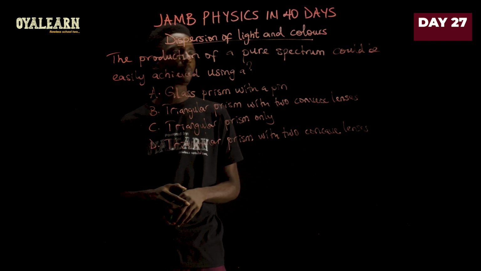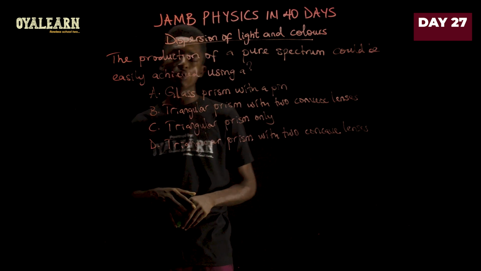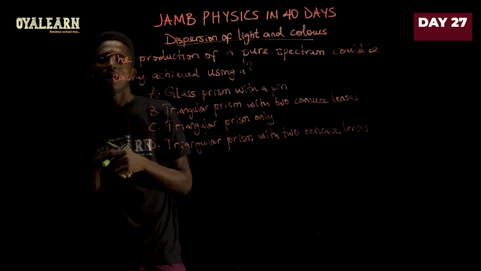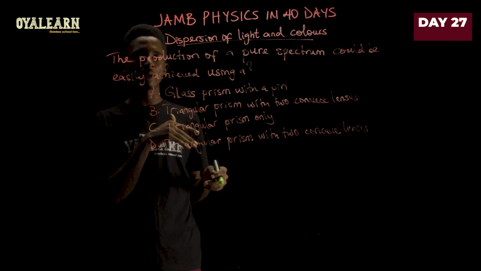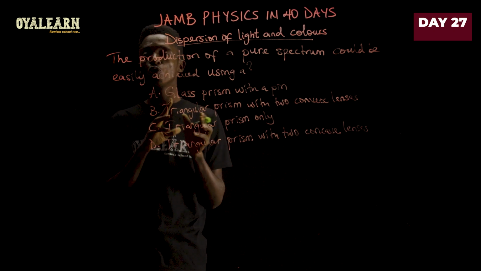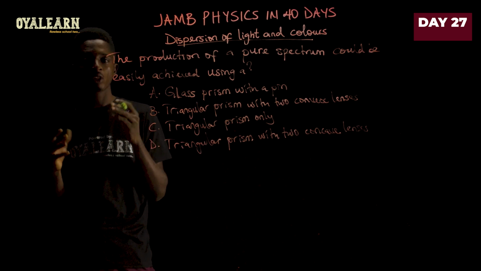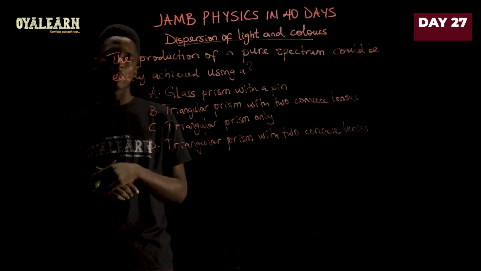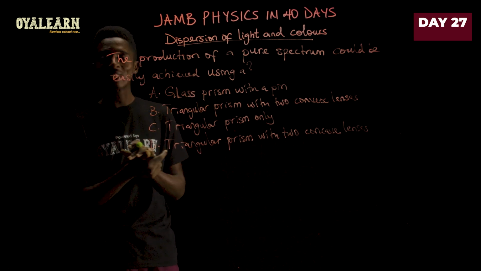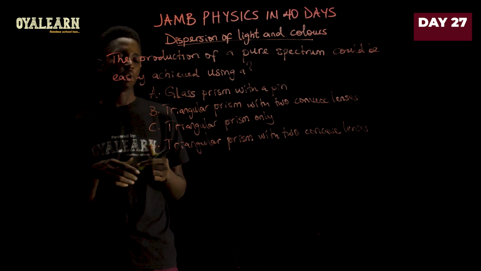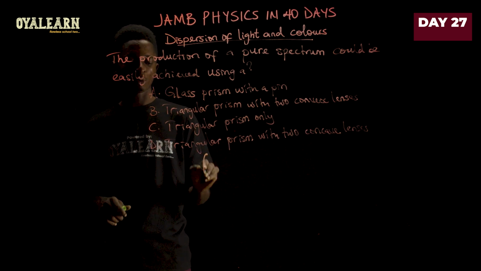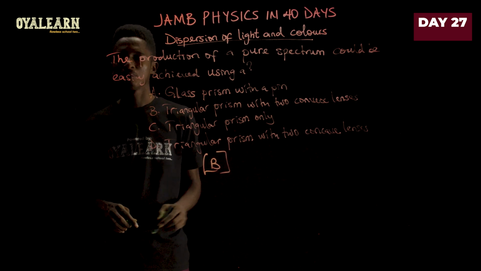The production of a pure spectrum could be easily achieved using a... So let's just kill two birds with a stone with this question. When you're trying to produce a pure spectrum, you have to combine a triangular prism with two convex lenses. But if the goal is to produce impure spectrums, you'll be using a triangular prism and two concave lenses. Okay, so in this case, since we want pure, the correct answer is option B.